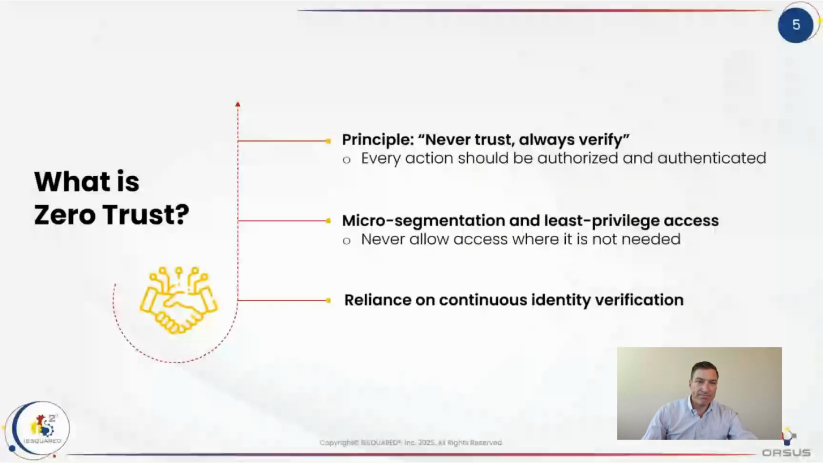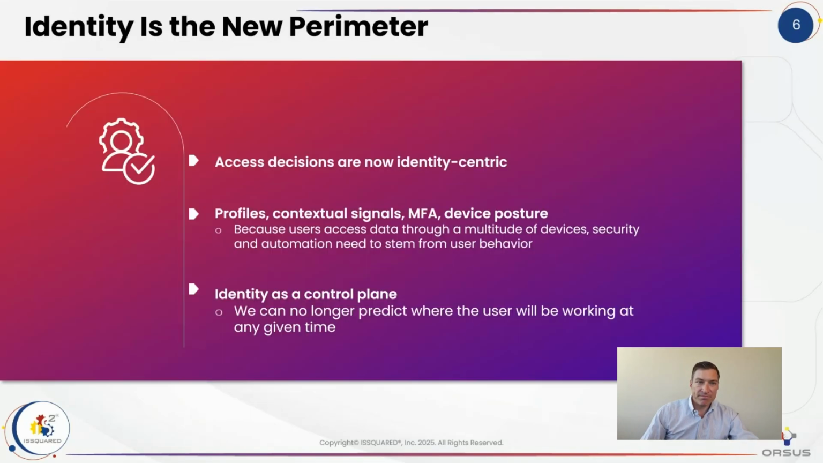Now, zero trust shouldn't be new either, but it's this principle of never trust, always verify. Every action should be authorized and authenticated. Zero trust leans on the idea of micro network segmentation and least privilege access, never allowing access where it is not needed. We have a reliance on continuous identity verification such that the user using the identity is as we expect. And identity is the new perimeter.